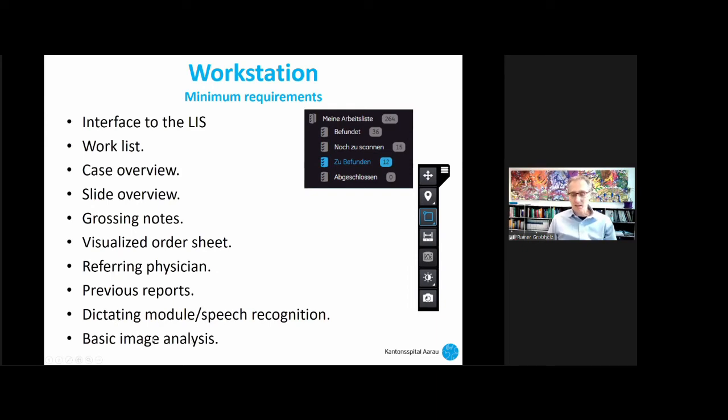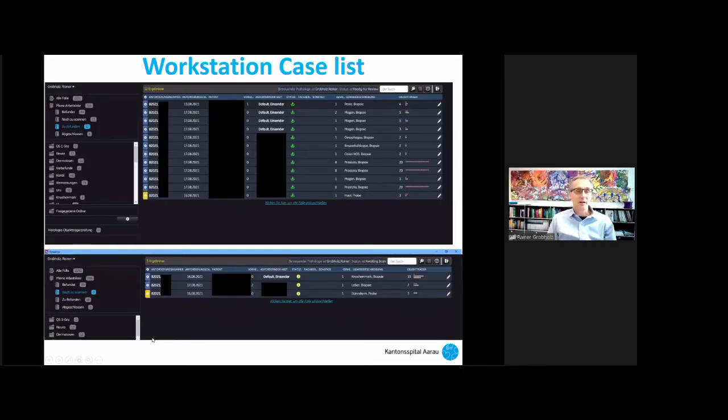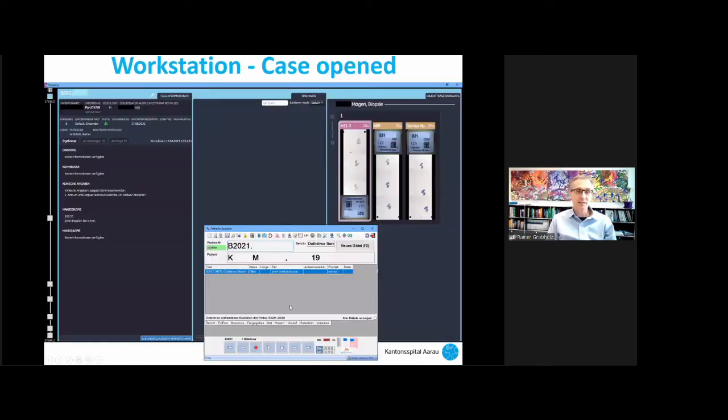And of course, a basic image analysis is optimal. So this is a workflow, how it can look like. These are ready for review. These are awaiting scans. And once you open the case, you have an overview of all the stainings. These are the extra window to make the dictation of your report.